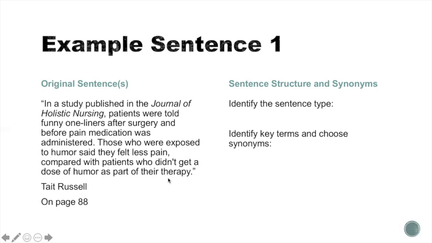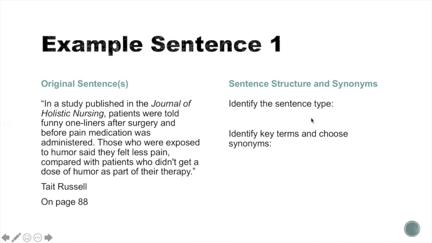This sentence here, those who were exposed to humor said they felt less pain compared with patients who didn't get a dose of humor as part of their therapy. This is all one sentence. And so we can't really separate it unless we add more words. So we have a compound sentence here, right? In this first sentence. And so we would write over here, compound.